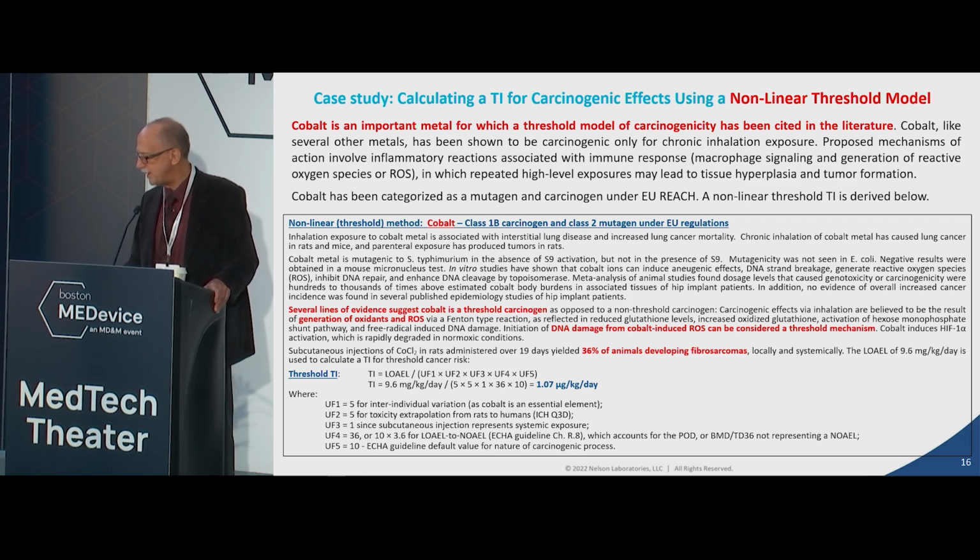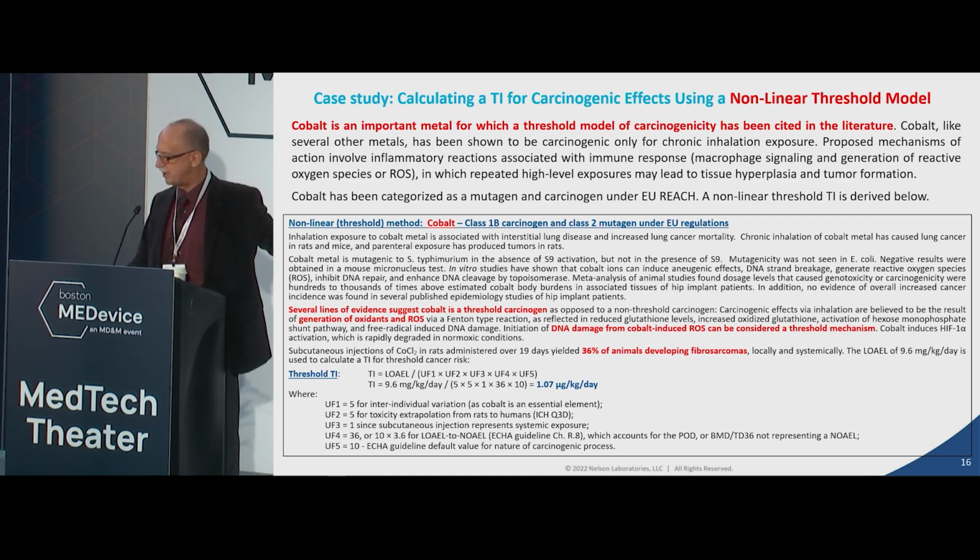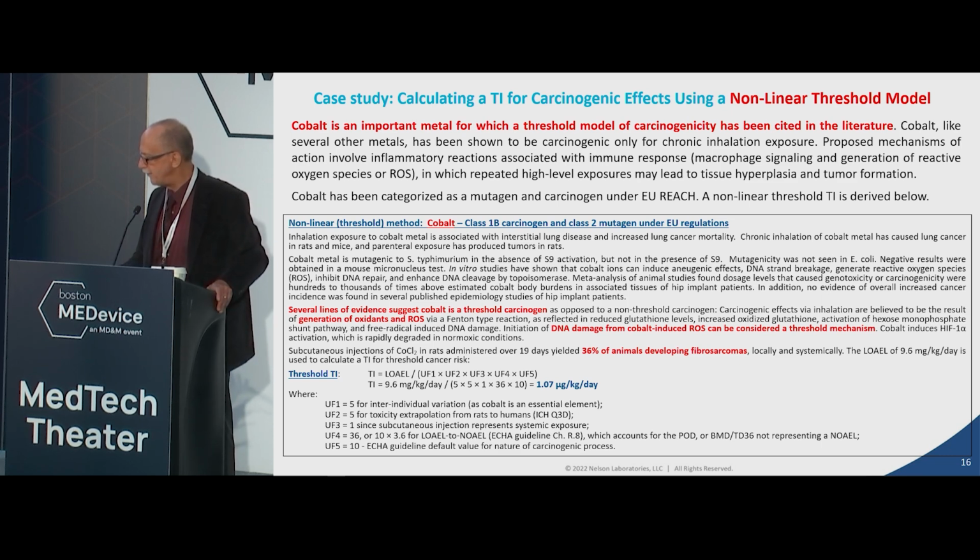And the cobalt calculation, that's how we ended up with the 1.1 microgram per kilogram per day. The tox profile for that shows, despite it being a mutagen, and that's well documented, all these lines of evidence talk about the type of mechanism showing reactive oxygen species in a Fenton type reaction, reduced glutathione levels, increased oxidative glutathione activation of a monophosphate shunt pathway, and free radical induced DNA damage. So that was considered a threshold mechanism.